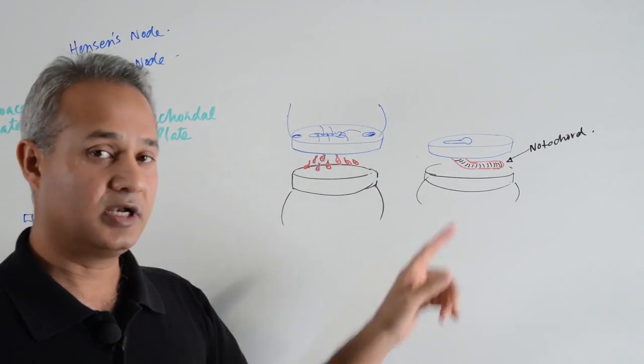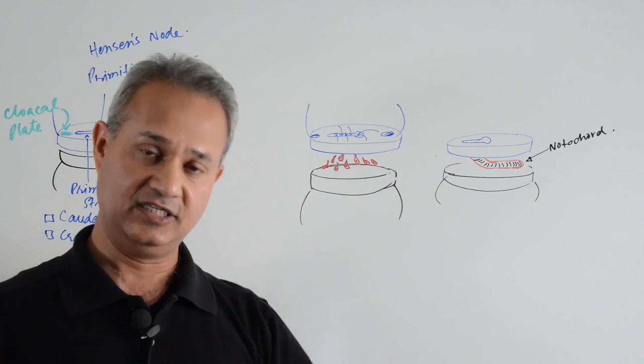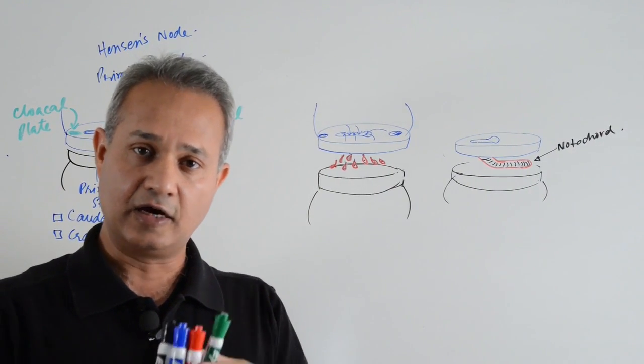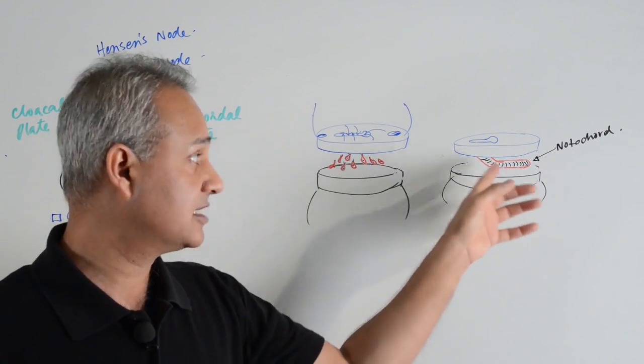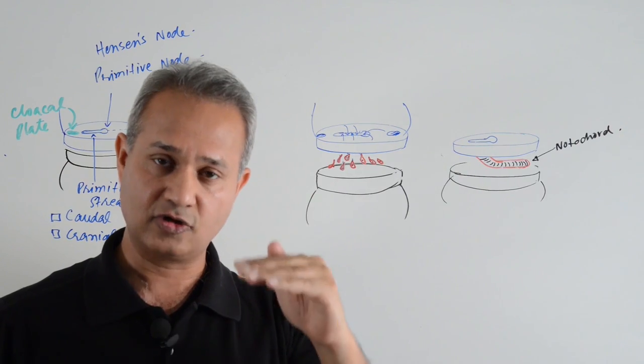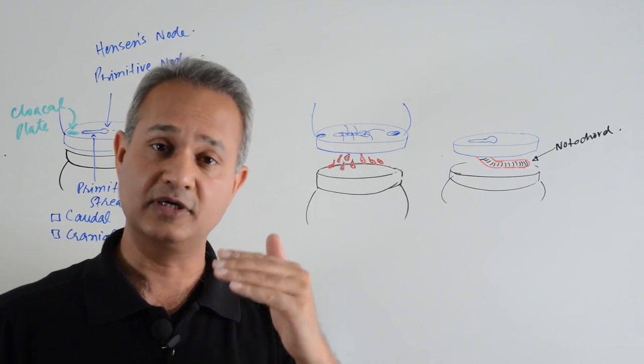Why? Number one, this is the area that would create the axis. This is the area around which the vertebrae would develop. You'll see that the remnants of the notochord itself would become the nucleus pulposus of the vertebral disc.